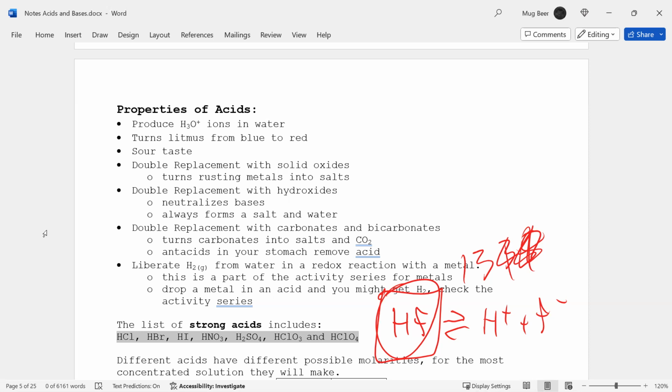The bubbling will be hydrogen gas, and then it will rust into, well, you actually get a salt out of that. It's kind of how some batteries work.